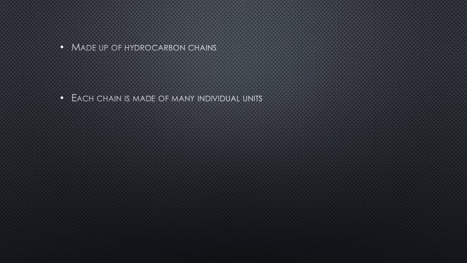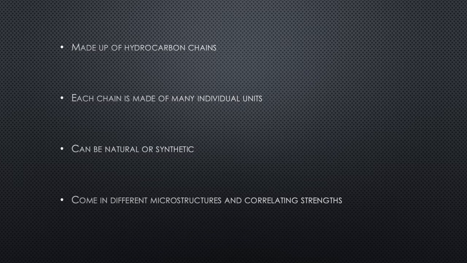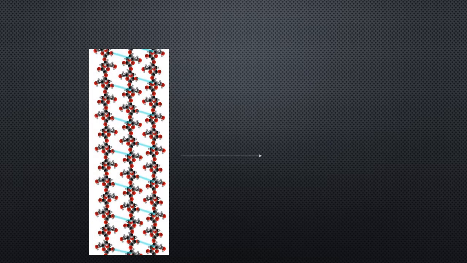These chains consist of many smaller units, which can include other various elements. Polymers can be found both in nature and can be man-made. They also come in various microstructures, which result in varying degrees of strength. To help give you a better idea, imagine these guys, which make up these guys, which all make up this guy.